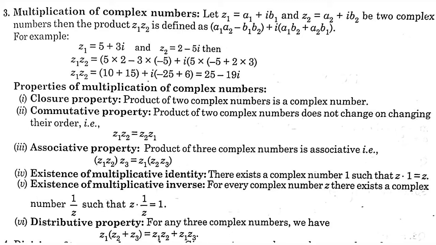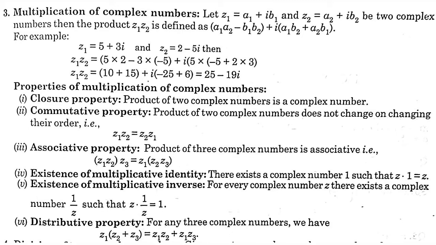Now properties of multiplication of complex numbers. Closure property: the product of two complex numbers is a complex number, right? Means the product of two complex numbers is always a complex number. It means it satisfies the closure property. Commutative property: the product of two complex numbers does not change on changing their order. Means if you are multiplying z1 by z2, it is equal to z2 by z1.